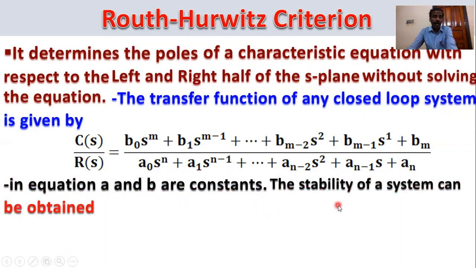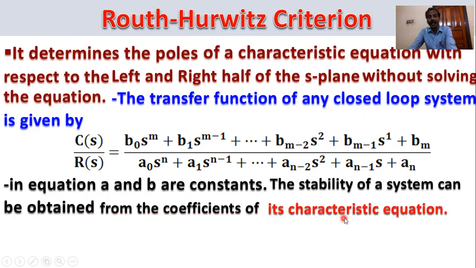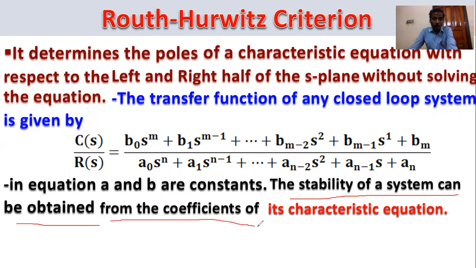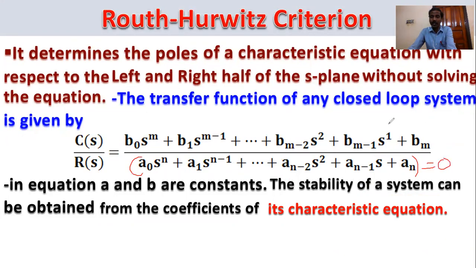The stability of the system can be obtained from the coefficients of its characteristic equation. So this is very important: A0, A1, An minus 2, An minus 1, An. These all give the stability of the system, obtained from the coefficients of its characteristic equation. So this is the characteristic equation, the denominator, equal to 0, because this is equivalent to 1 plus G of s H of s. The denominator is equivalent to 1 plus G of s equals 0.